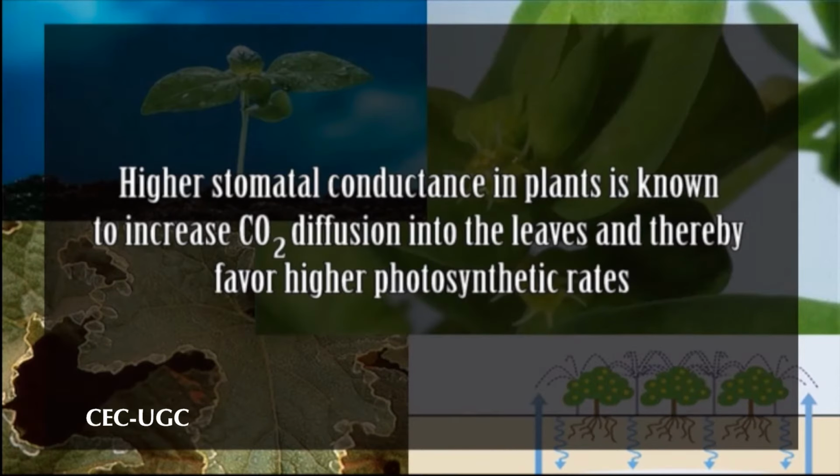Higher stomatal conductance in plants is known to increase carbon dioxide diffusion into the leaves and thereby favor higher photosynthetic rates. Higher net assimilation rates could in turn favor higher crop yields, as was found in Pima cotton, Gossypium barbadense. There are also reports of non-stomatal inhibition of photosynthesis under salt stress.